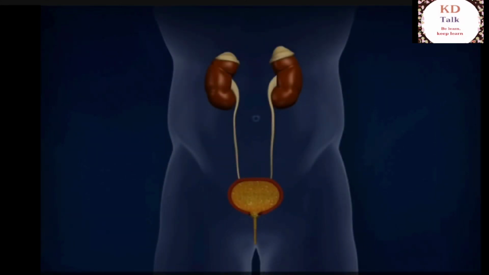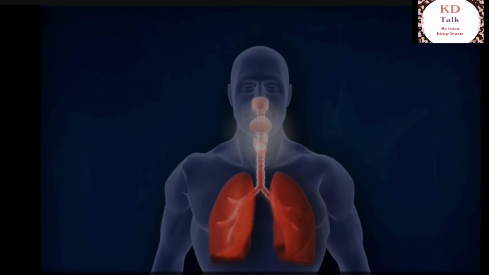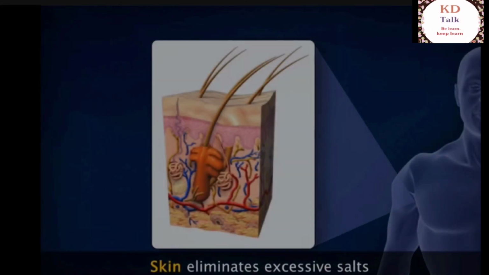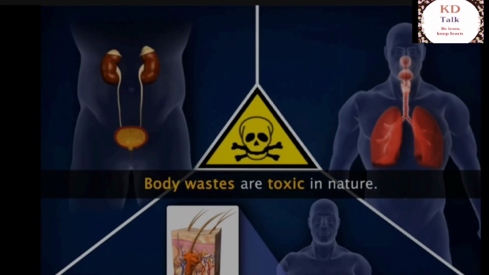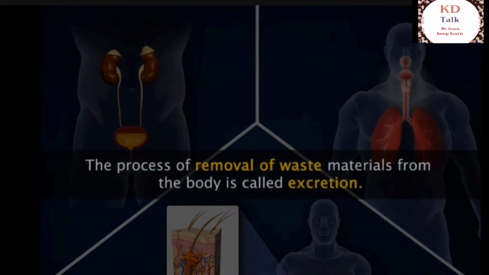Urine is removed through the urinary or the excretory system. Carbon dioxide is removed through the respiratory system by exhalation. Skin gets rid of excessive salts and water through sweat. This also helps in regulating body temperature. These wastes are toxic and therefore dangerous, so our body needs to get rid of them. The process of removing these waste materials is called excretion.